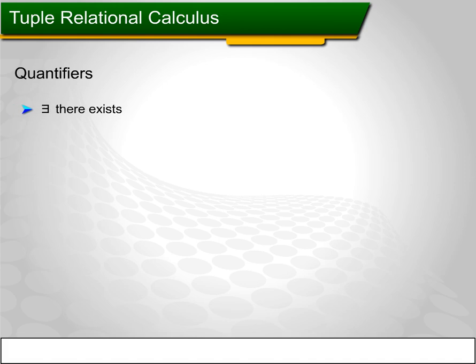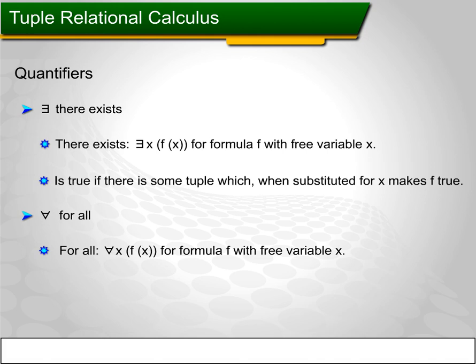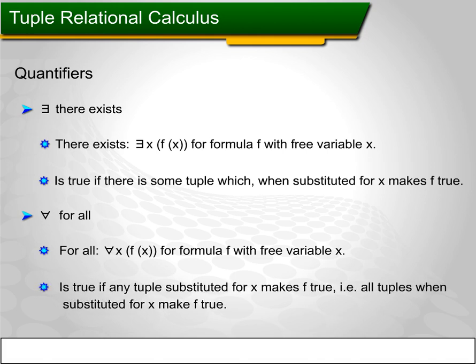Quantifiers. There exists x, f(x), for formula f with free variable x, is true if there is some tuple which, when substituted for x, makes f true. For all x, f(x), for formula f with free variable x, is true if every tuple substituted for x makes f true, that is, all tuples when substituted for x make f true.